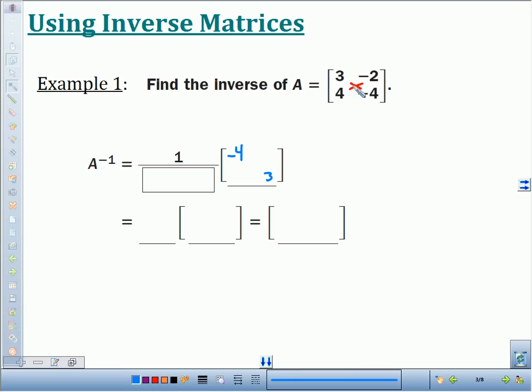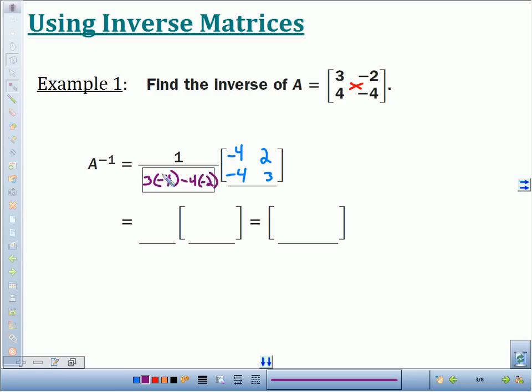Now the other line that connects them changes their signs. So -2 becomes +2, and +4 becomes -4. So that's my matrix part. Now the determinant part, the part in the bottom of the fraction, I get by multiplying the stuff that's connected by the line. So 3 times -4. And I subtract the stuff by the other line. So 4 times -2.